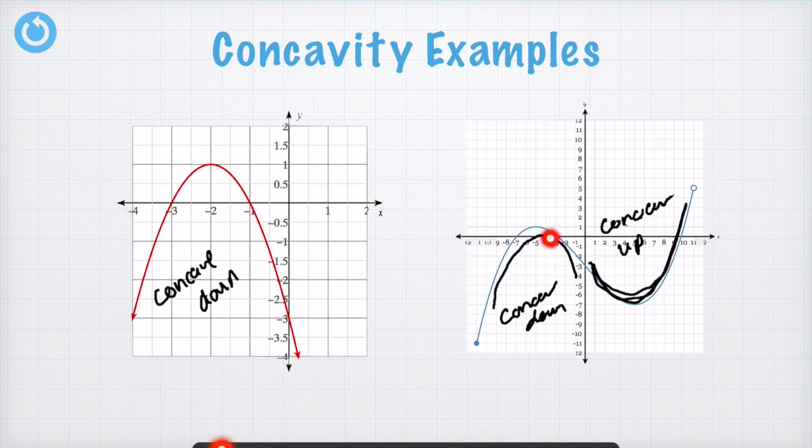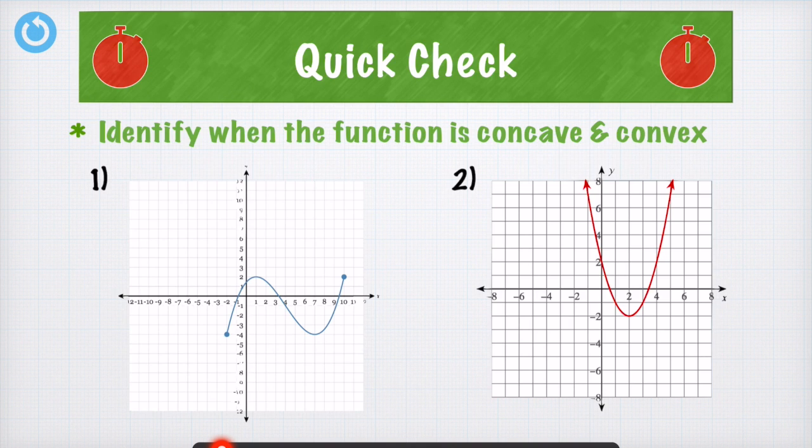So a function can have multiple concavities, but really we're only going to have concave down and concave up. Finding the interval of these things is definitely not something that I want you to be worried about. Just be able to look at it and say that's concave up or concave down. So our quick check is to identify when the function is concave up and concave down. Go ahead, pause the video, and do that real quick.